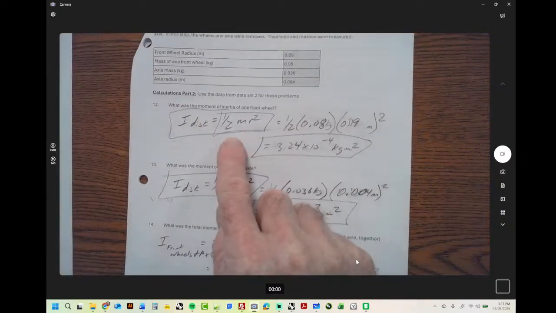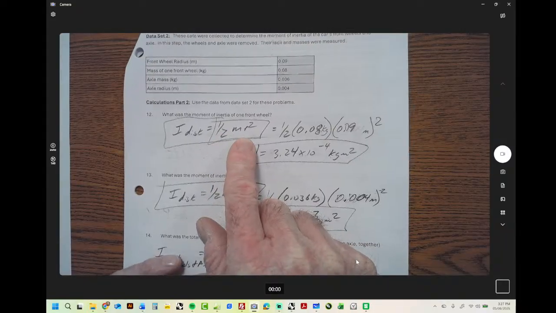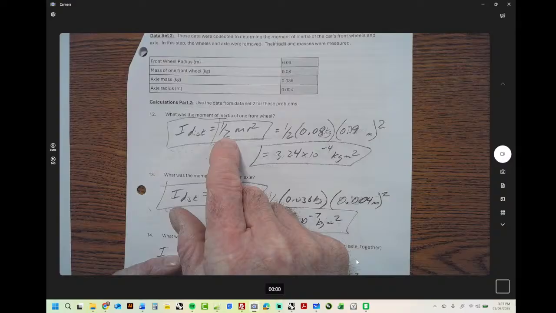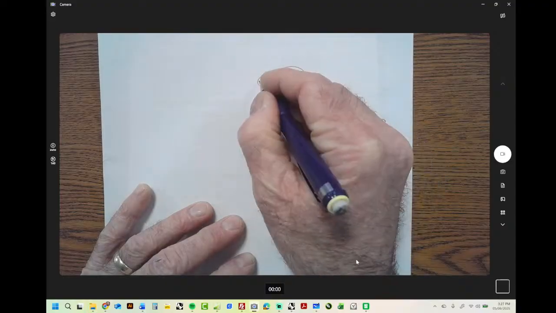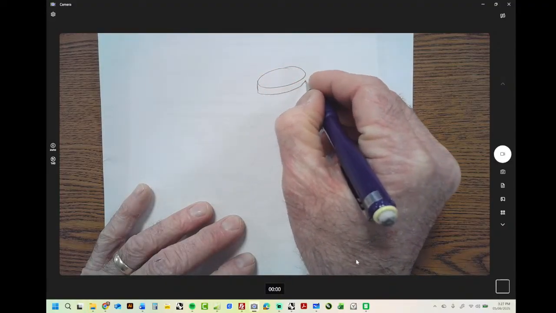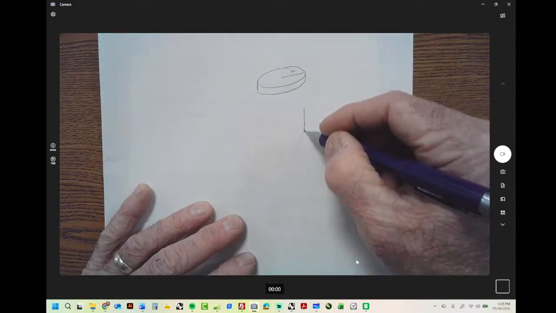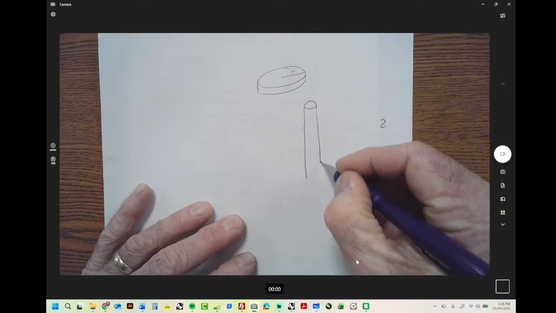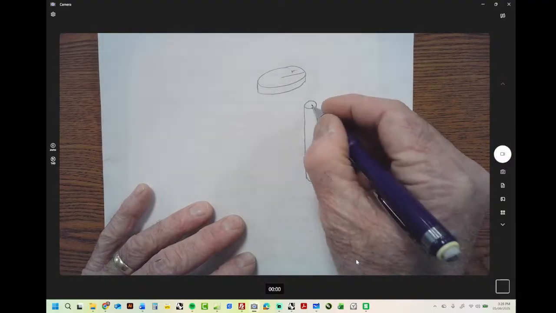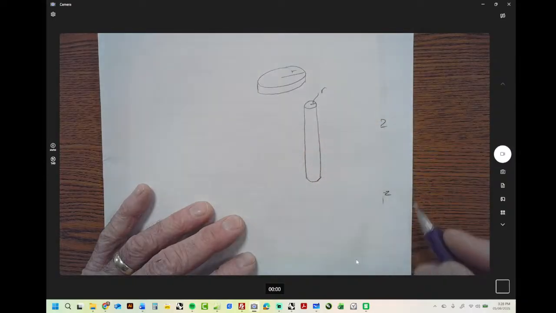Data set 2, we're just using this formula, 1/2 mr squared. So that's the moment of inertia of a disk. Let me draw a disk. This is kind of what the wheel is like. So this is the radius. And the axle is a weird disk, but we can treat it as a disk too. It's a very tall disk, and this is the radius right here.